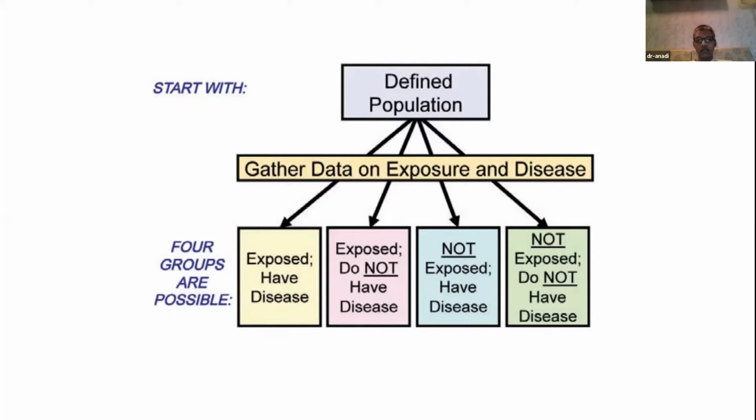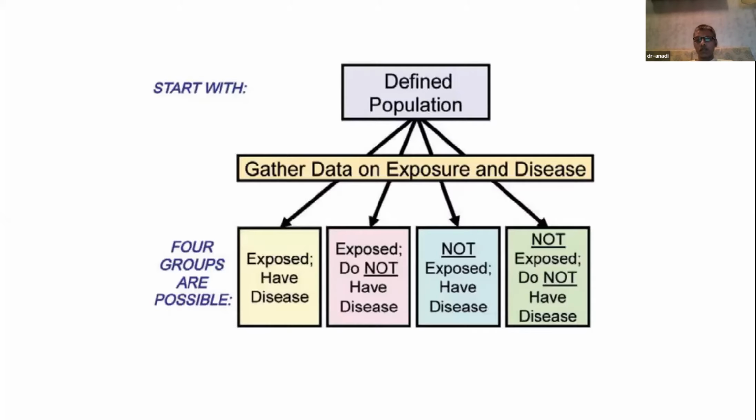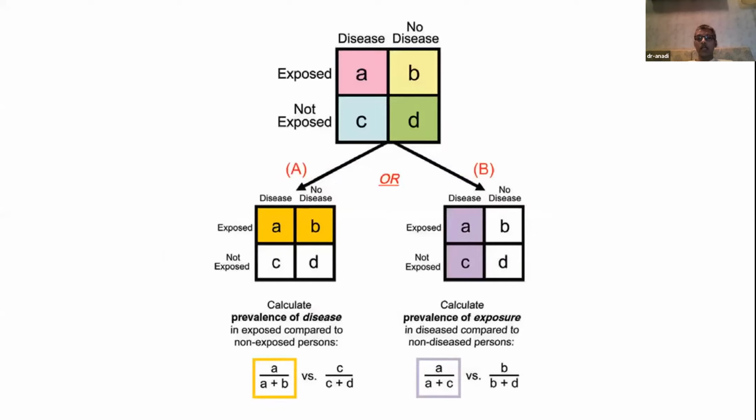There are four possible categories: exposed have disease, exposed do not have disease, not exposed have disease, and not exposed do not have disease. So we define a population, and determine the presence or absence of exposure and the presence or absence of disease for each individual. Each subject can then be categorized into one of the 4 possible subgroups. So a 2x2 contingency table can be constructed from your data on exposure and disease, and calculations can be done from there on.